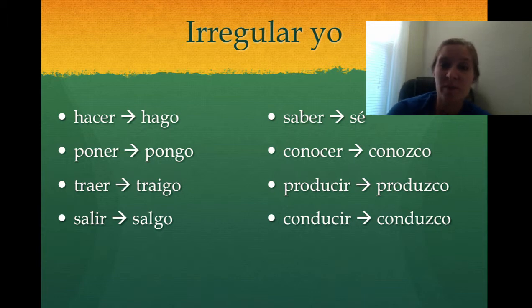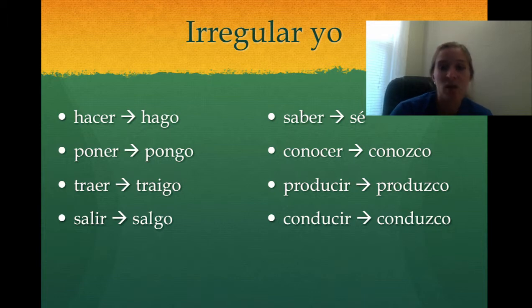Hacer, which means to do or to make, becomes hago. Poner, to put, place, or set, becomes pongo. Traer, to bring, becomes traigo. Salir, to leave, becomes salgo. Saber, to know, and that's to know information or facts.